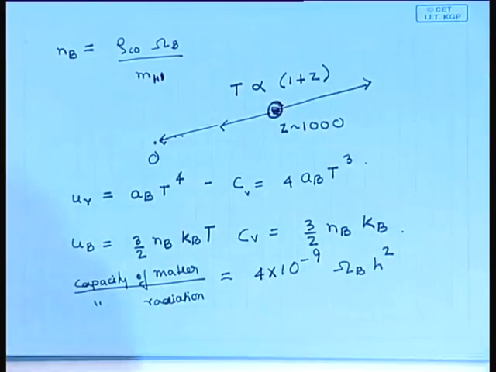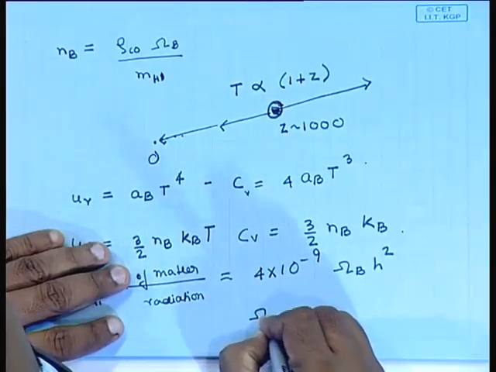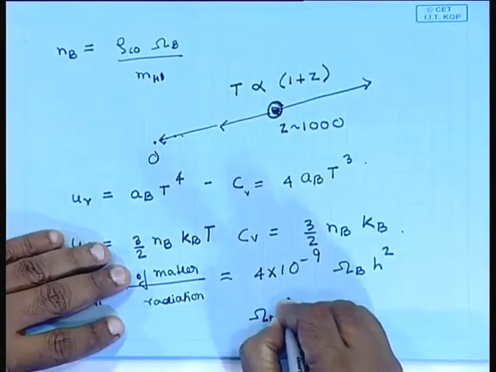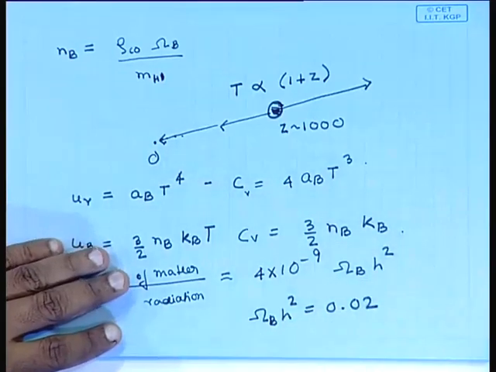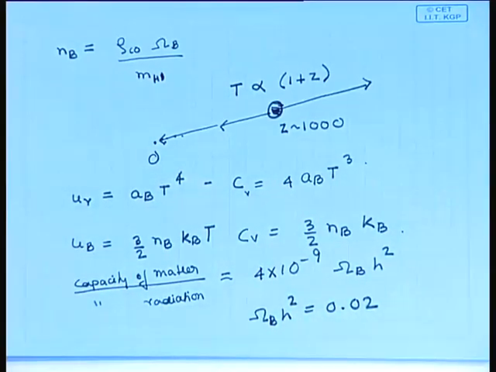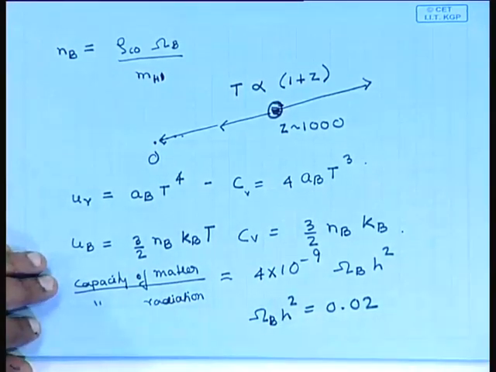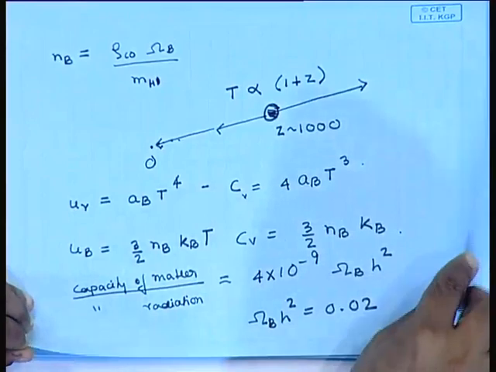Let me just give you the number. Observations indicate that omega baryon h square is 0.02. So it is extremely small. I had told you 4% of the universe was in the baryons. So it is a small number, and this ratio is very small.